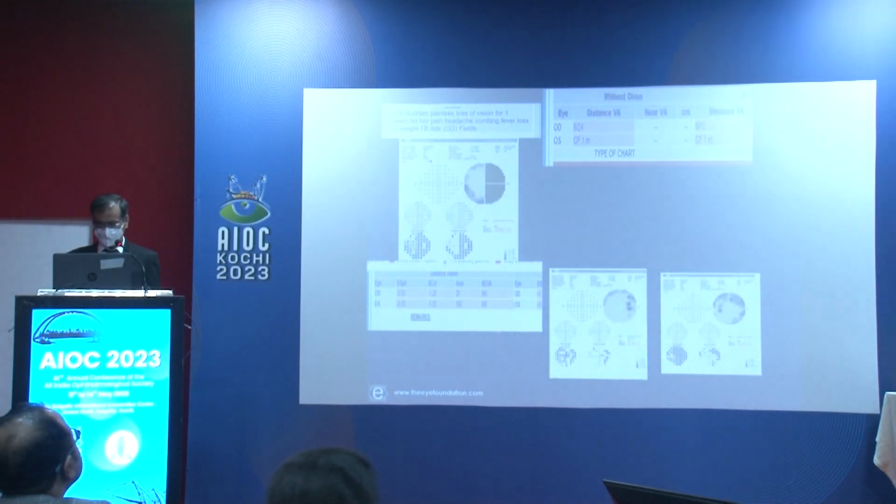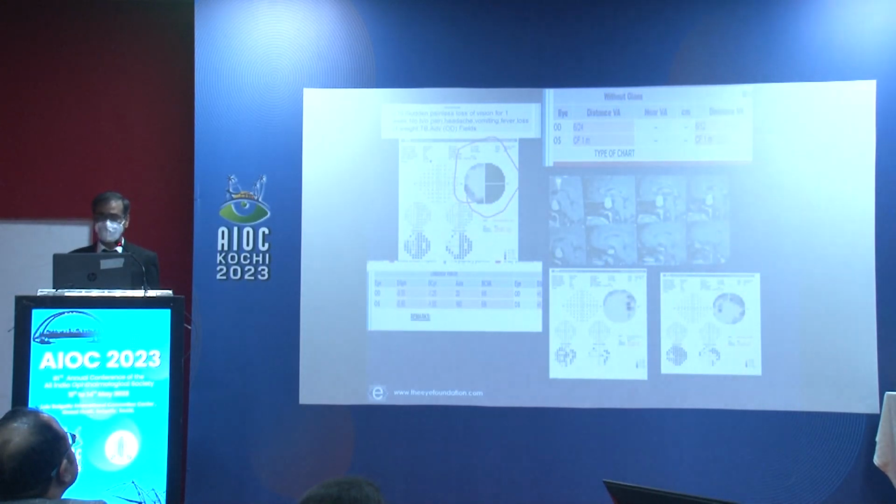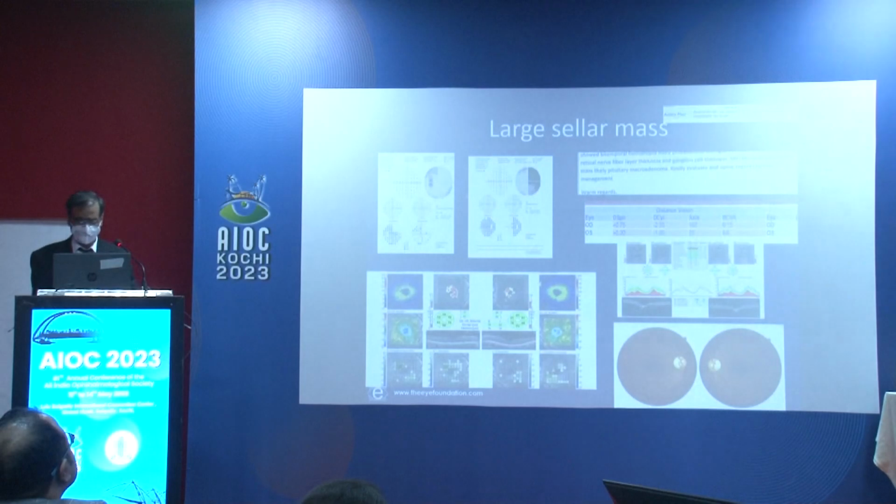Again, this patient presented with a history of sudden painless loss of vision over a week's time. The fields could not be done here, but this field is respecting the vertical midline. So this was a large sellar mass. Even if you have a temporal field defect in one eye, take it very seriously. Get imaging done at the earliest.